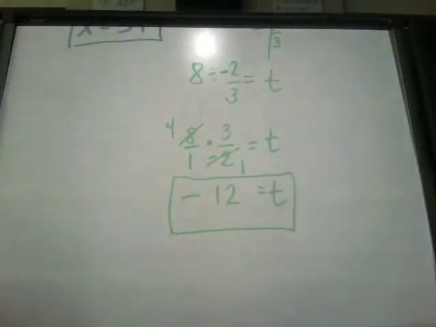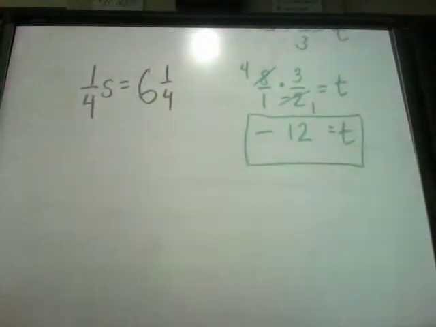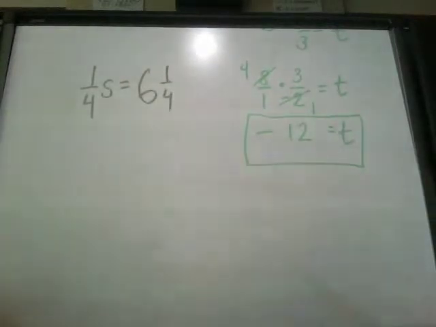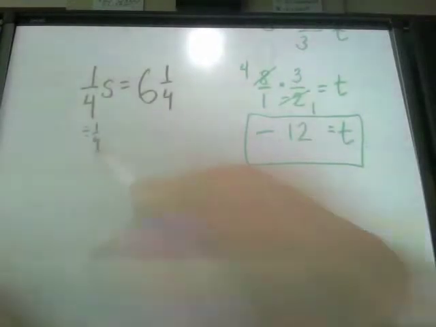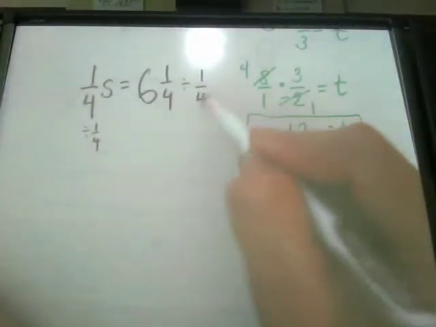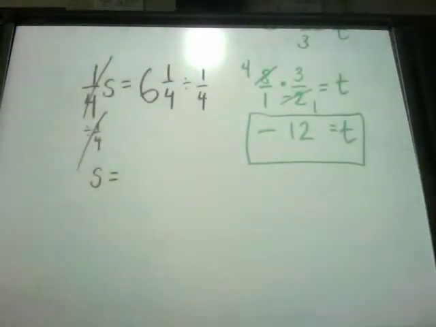Okay, let's do one more. It's multiplication. 1/4 s equals 6 1/4. So this is very similar to the last one. The only difference is that we have a mixed number. So we're reviewing a lot of fraction information here. 1/4 is being multiplied by s. So I do the opposite. I divide both sides by 1/4. 1/4 divided by 1/4 makes 1, and 1s is what I want.